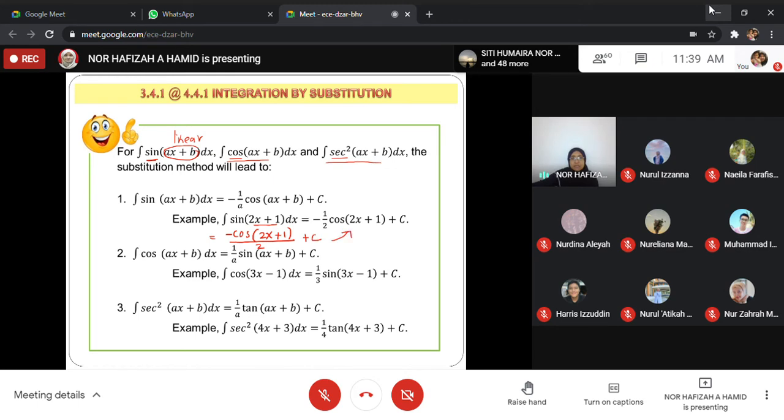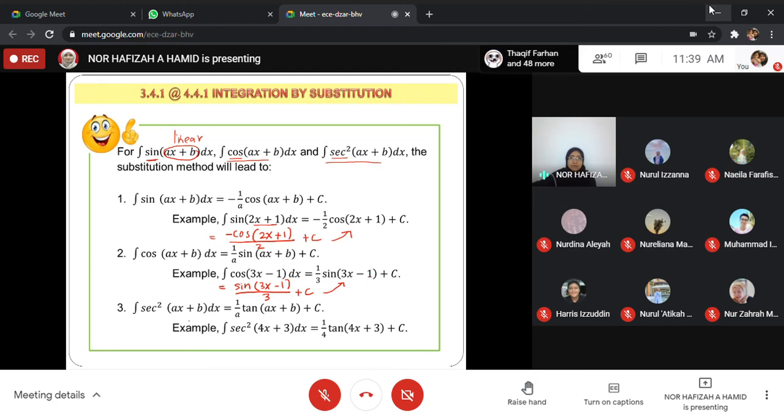So nanti answers dia is also negative 1 over 2 cos 2x plus 1. So sama juga untuk yang B, integrate cos 3x minus 1. Okay, so integrate cos is equal to sine. Sine 3x minus 1 and differentiate 3x minus 1, you have 3. So divide with 3 plus with C. So nanti you akan dapat answers dia 1 over 3 sine 3x minus 1 plus C.